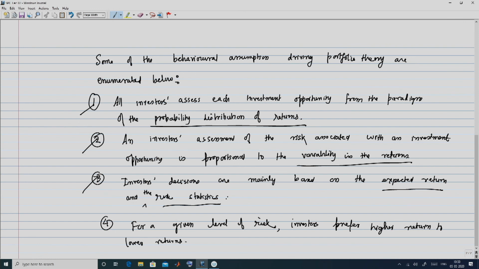And later in today's discussion, we will talk in a little more detail about what we mean by expected return and the risk statistic. And finally, and this is an obvious rational way of looking at it, for a given level of risk, so if you have two assets with identical amount of risk, the investor is obviously going to go for the one which offers a higher return as compared to the one that has lower returns.